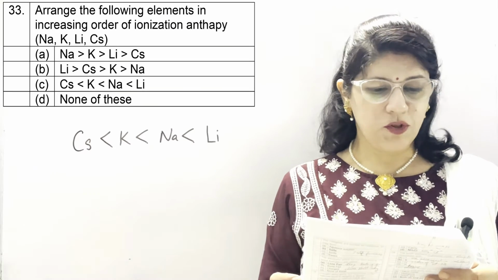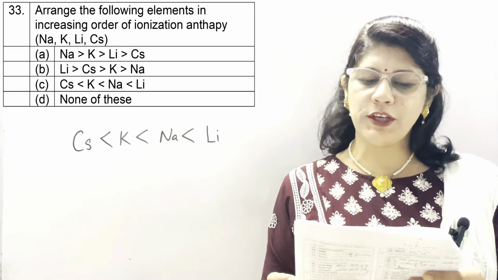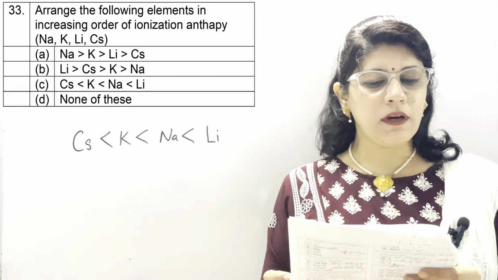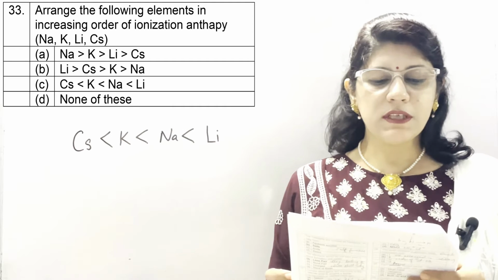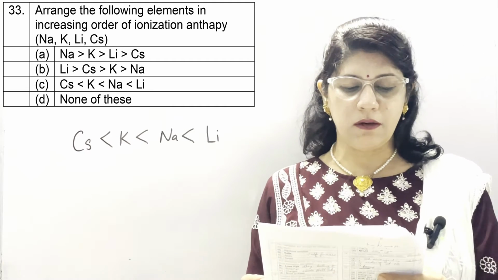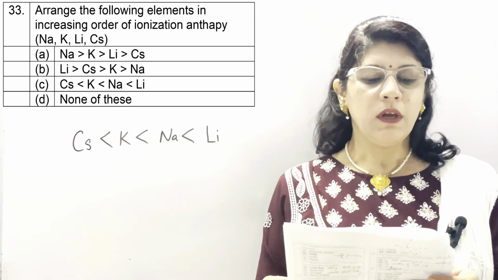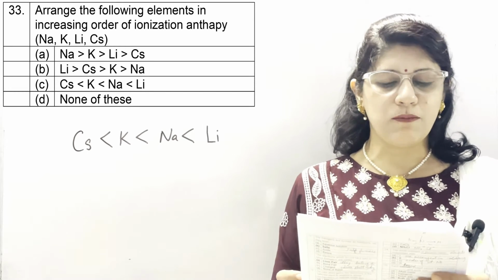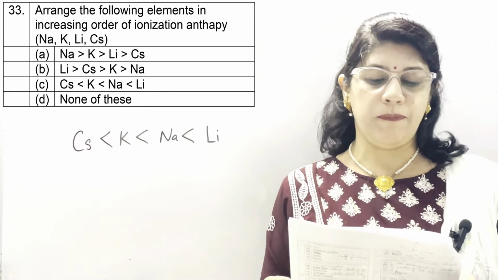In question number 33, arrange the following elements in increasing order of ionization enthalpy, and the elements given are sodium, potassium, lithium and cesium. Options given: A, sodium greater than potassium, greater than lithium and then greater than cesium. In B option, lithium is greater than cesium, then potassium and then sodium. In C option, cesium is less than potassium and potassium is less than sodium and then less than lithium.